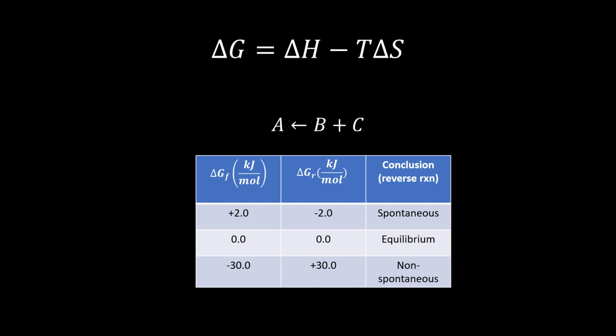If delta G equals 0, then again that just means we're at equilibrium. And if delta G in the reverse direction is positive 30, that means that at those given conditions, that chemical reaction will not move in the backwards direction unless we force it to by adding some excess energy or doing something that forces it to move backwards towards A. So in that case, because it has a positive delta G, it would be non-spontaneous in the reverse direction specifically.